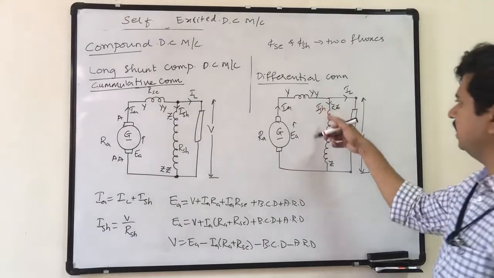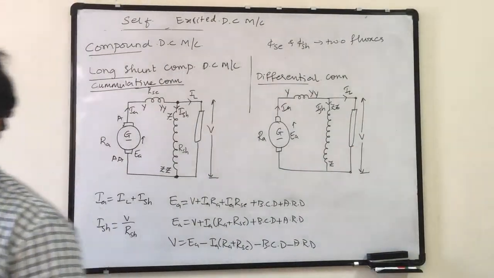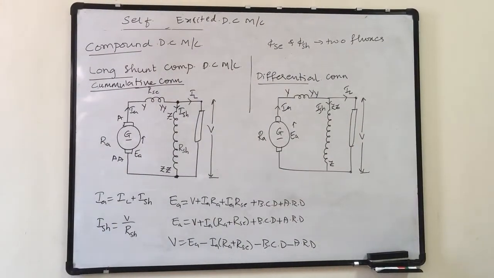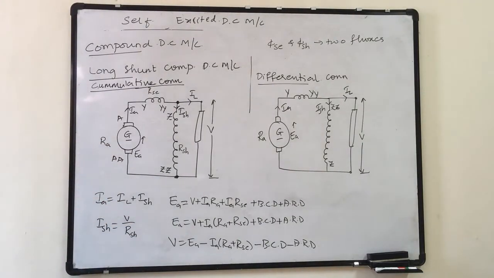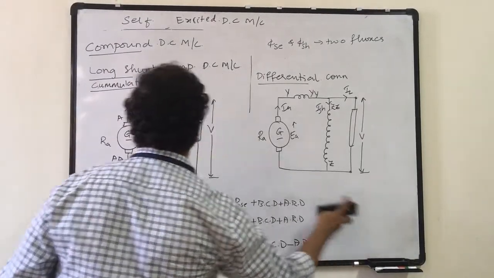So with this connection I will be getting the differential connection, with which both the fluxes will be opposing each other. So the net flux produced is lesser than the flux that is produced in cumulative connection. The next is short shunt compound DC machine.